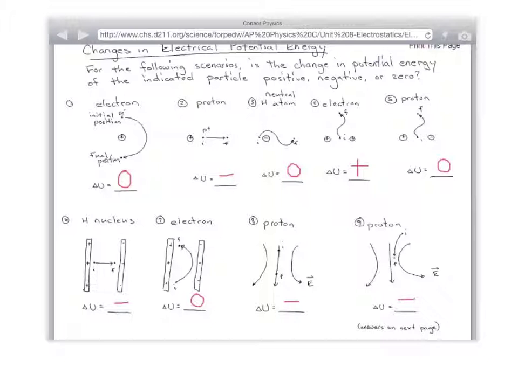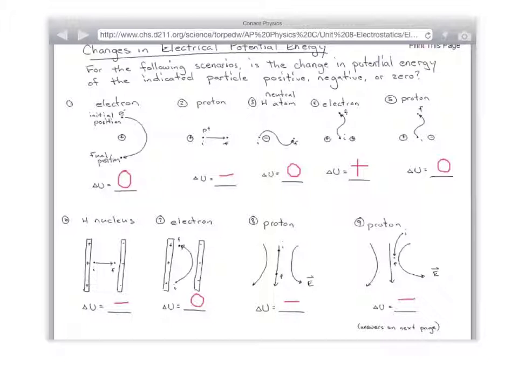3, why is 3 no change in potential energy? That's right, it's a neutral. Neutrals mean there is a change in voltage, however, the change in potential energy must be 0 because potential energy is the voltage times the charge and there's no charge.